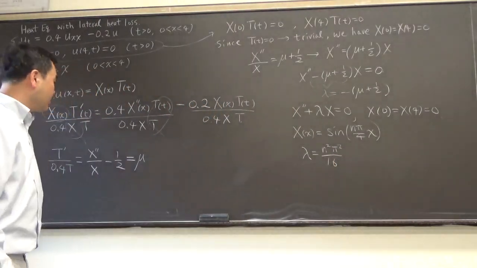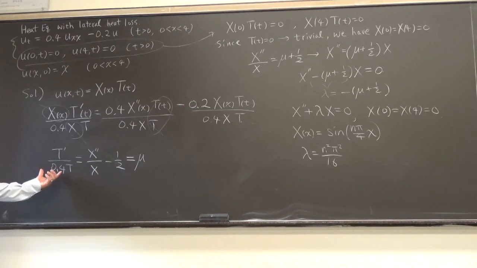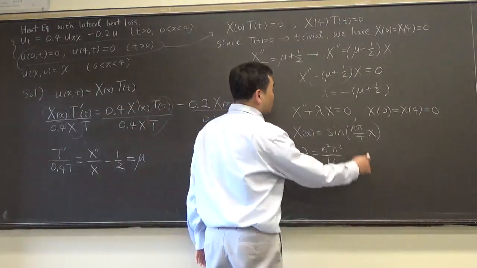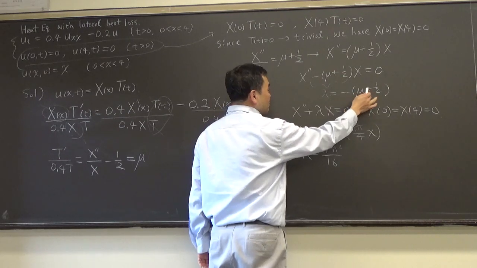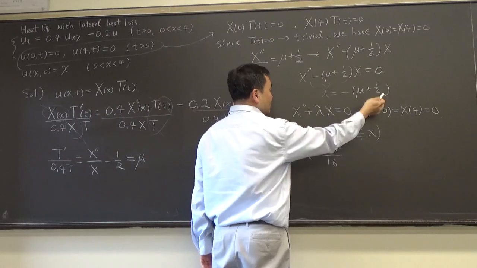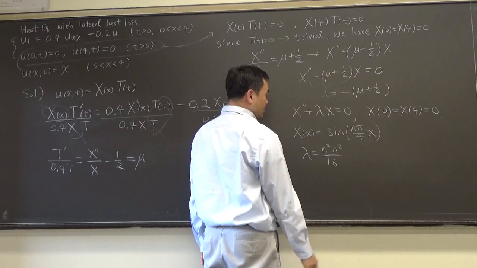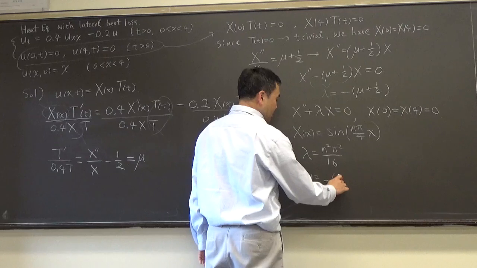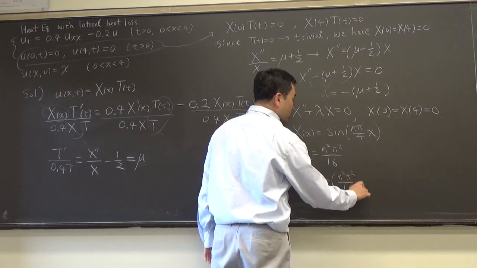And now you eventually want to use that to solve for t. But look, mu is not lambda. See, negative mu minus 1/2 is lambda. So if you move the negative mu here, put the lambda to the other side, it should be 1/2 minus lambda. Right. So mu would be negative n squared pi squared over 16 plus 1/2.